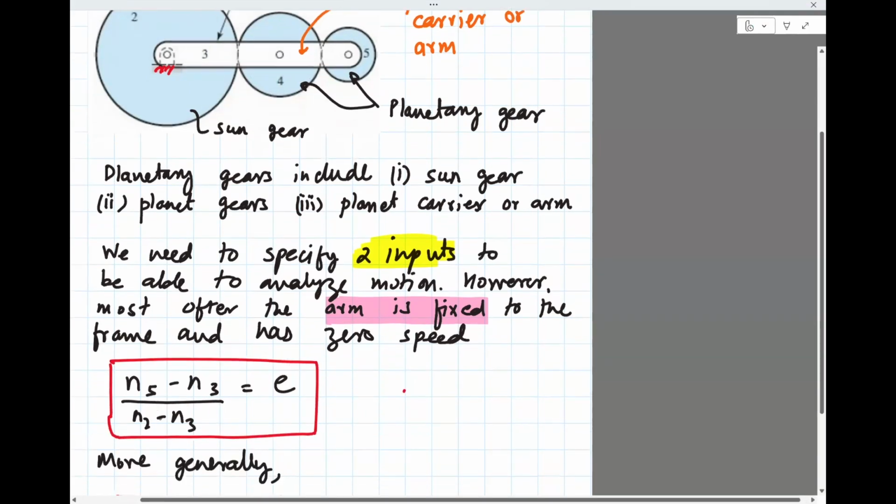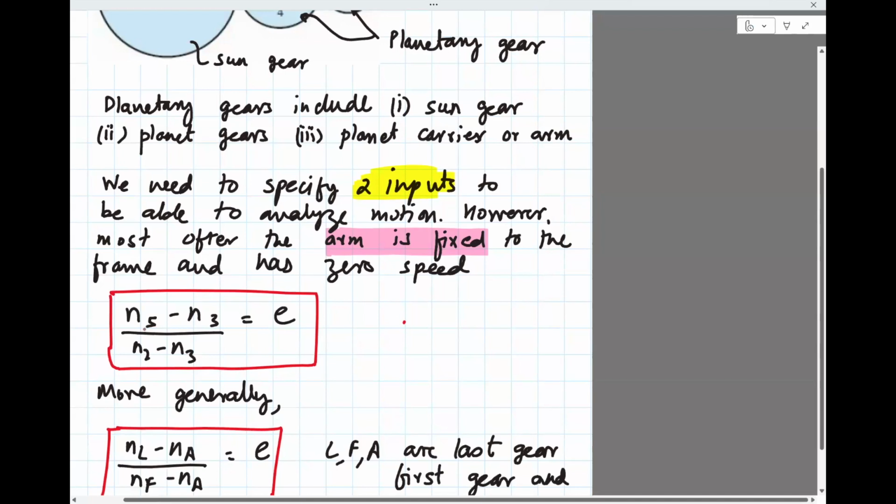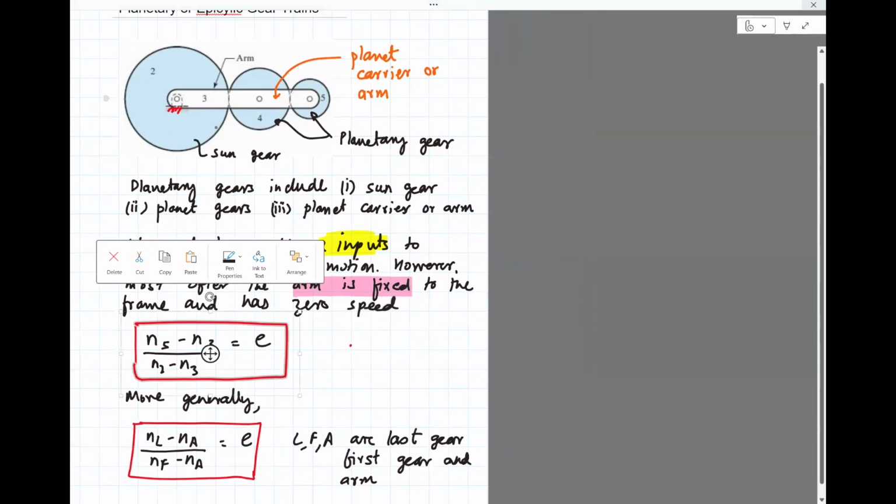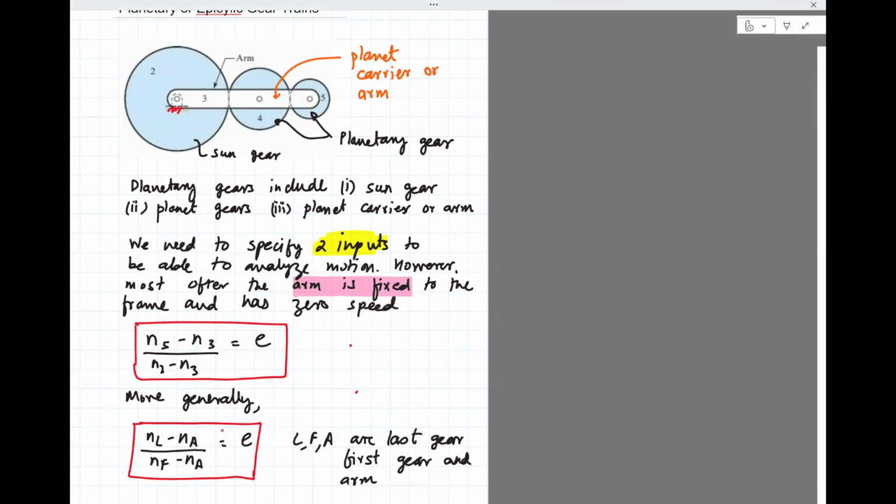So what's n5? n5 is the last gear, and A is the first gear. You can generalize this formula as n last minus nA, which is n arm, divided by n first minus nA, equals E. Okay, let's use this and solve one problem.